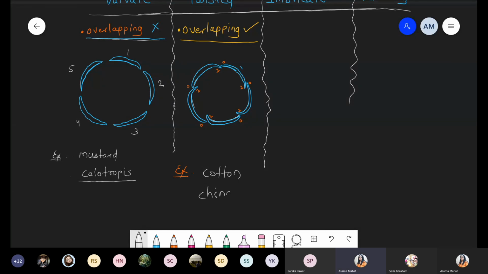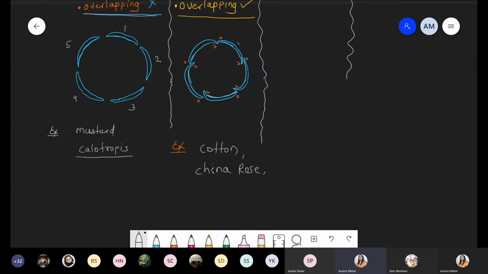Second one is China rose. And the third example, okra. Okra, that is lady finger, or simply these are also called lady finger, bhindi. So these are the 3 examples that are included in this condition. That condition is called twisted structure.